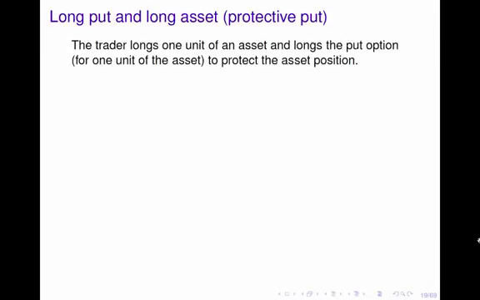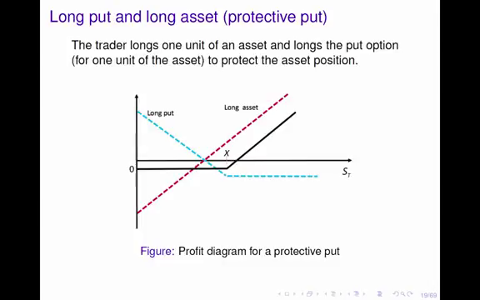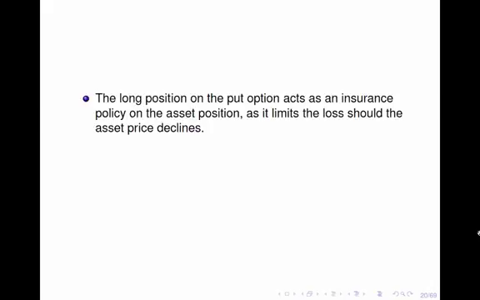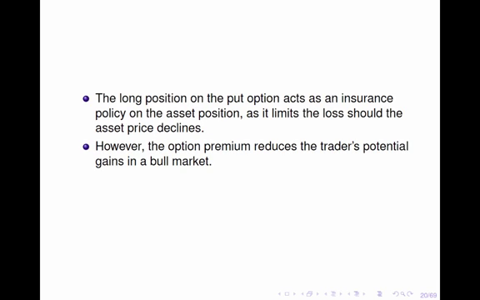Consider another strategy where the trader longs 1 unit of an asset and longs the put option for 1 unit of the same asset. From the graph, we can see that the possible loss due to the long position of the asset is protected by the long position of the put option. Thus, this combination is also known as a protective put. The long position on the put option acts as an insurance policy on the asset position, as it limits the loss should the asset price decline. However, the option premium reduces the trader's potential gains in the bull market.